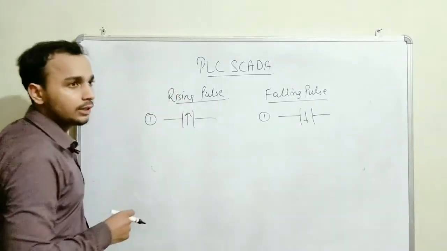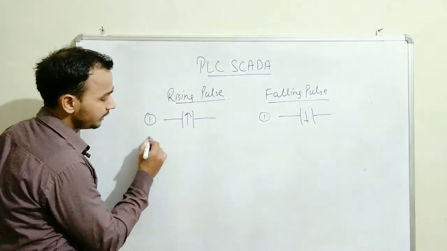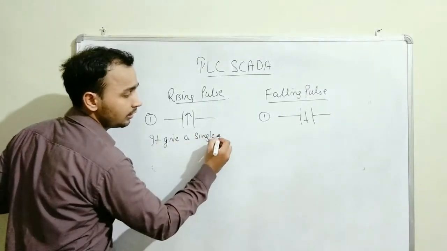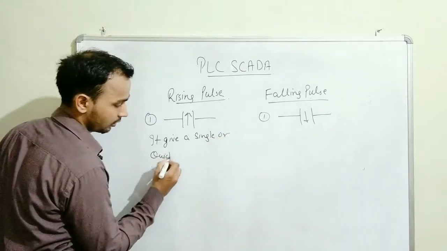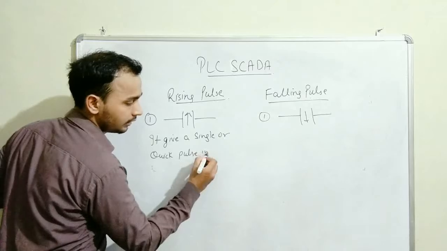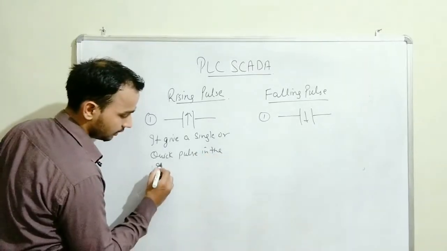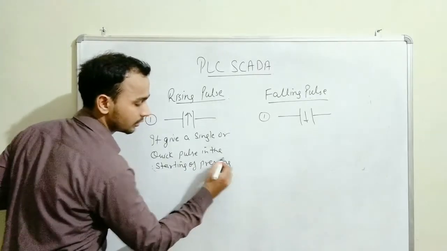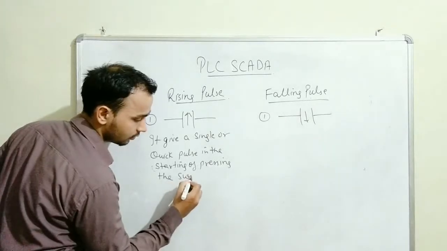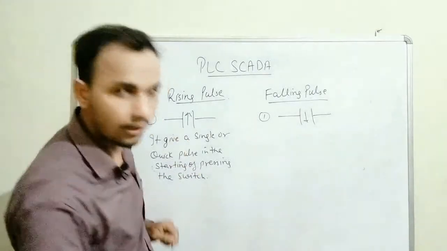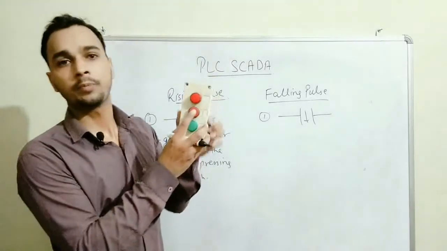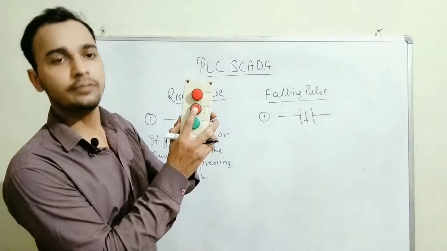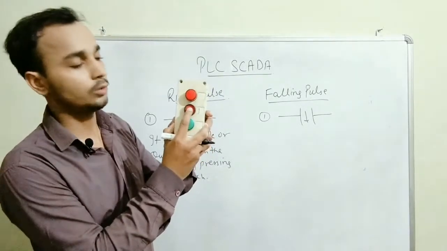So what is the main concept of rising pulse? Rising pulse gives a single, quick pulse at the starting of pressing the switch. That means if I am using this switch as a rising pulse, when we start pressing the switch, it gives a quick pulse and then rests at 0.